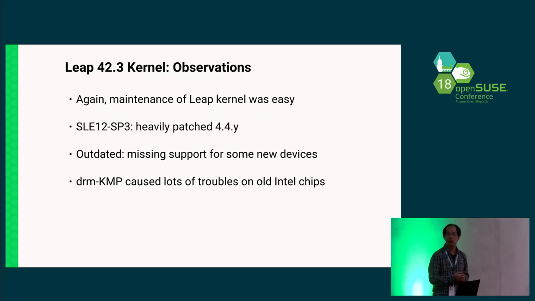However, for chips older than Skylake, that was a really horrible result. Unfortunately, the 4.9 kernel Intel driver got some regressions, and we couldn't recover from that. So in the end, for users with old laptops, it's advised to uninstall DRM KMP. Also, there is a conflict of DRM KMP with NVIDIA or AMD GPU external packages. So DRM KMP is one good solution, but it's far from perfect. That is a consequence.